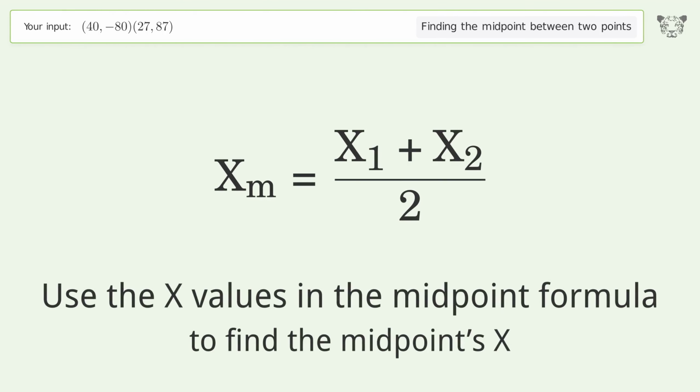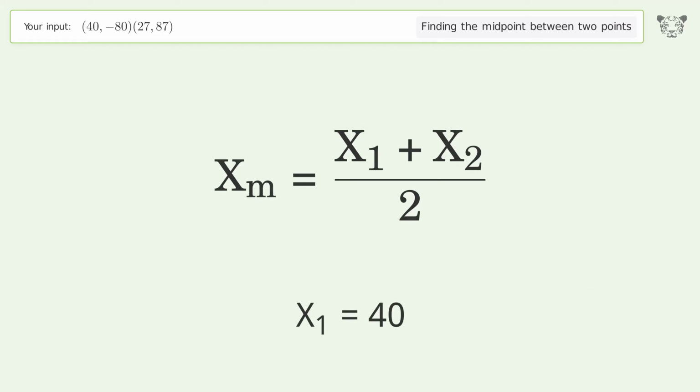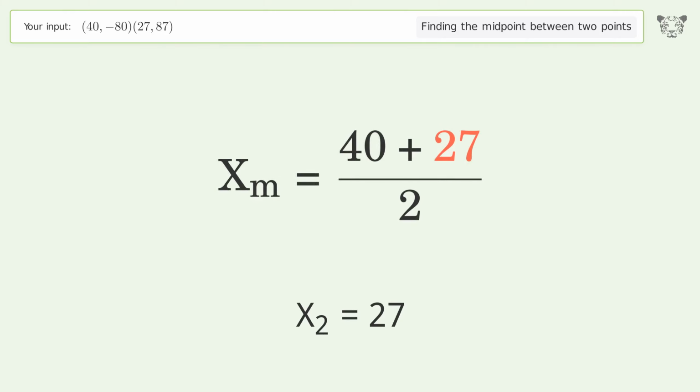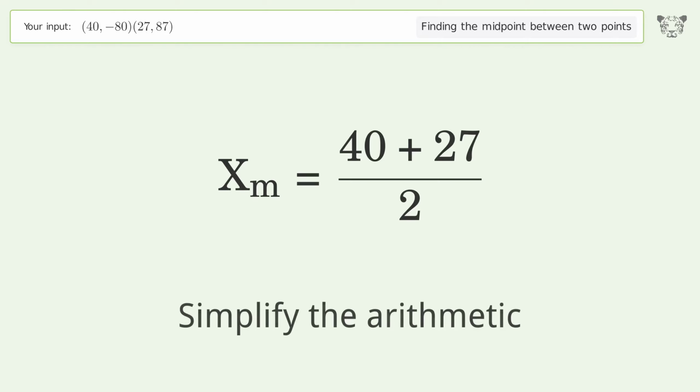Use the x values in the midpoint formula to find the midpoint's x. x1 equals 40. x2 equals 27. Simplify the arithmetic.